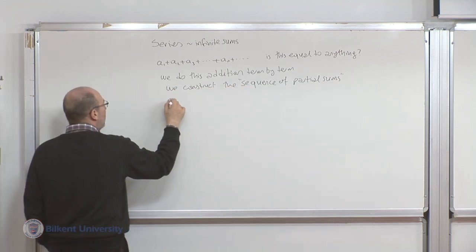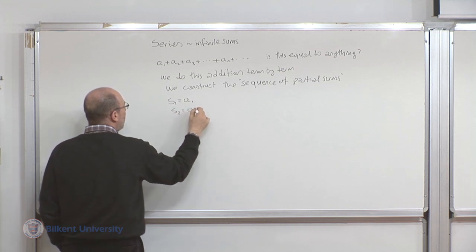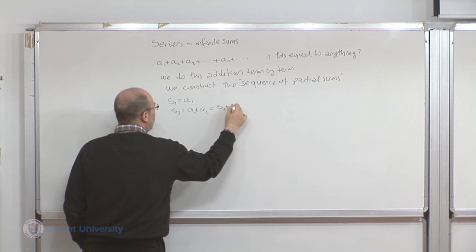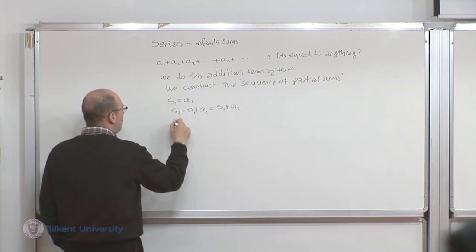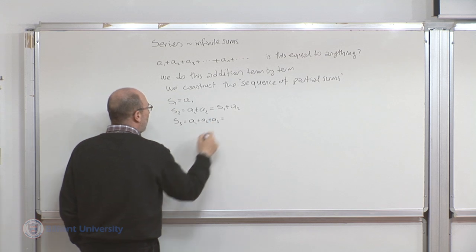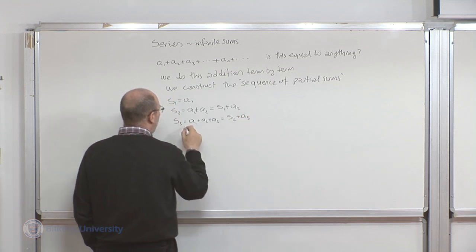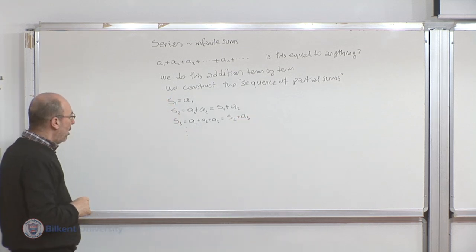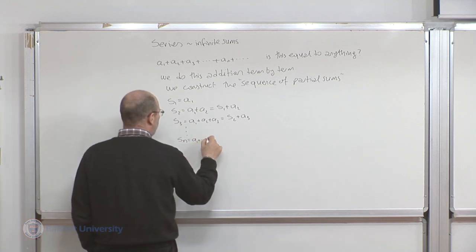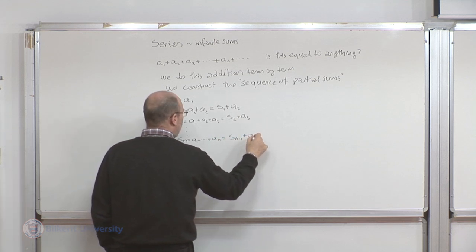Okay, so first we add the first one. This is A1. Then we add the second one, A1 plus A2. So notice that this is S1 plus the next term. Let's add the third one. This is A1 plus A2 plus A3. And again, notice that this is the previous sum plus one more term. Okay, so we go like this. Then we add the first n terms, and again, we notice that this is the previous one plus the last one.